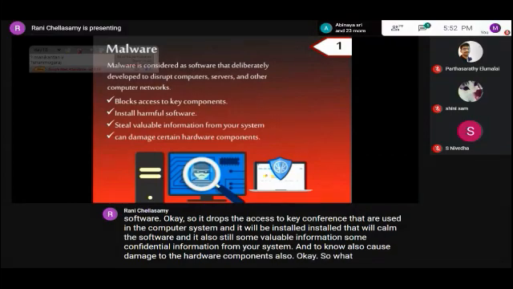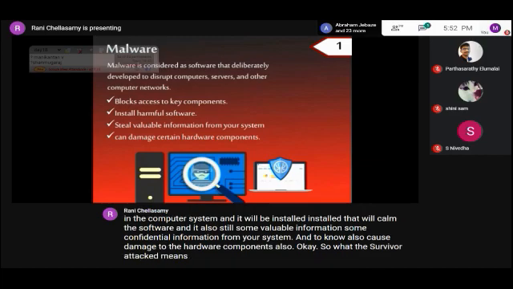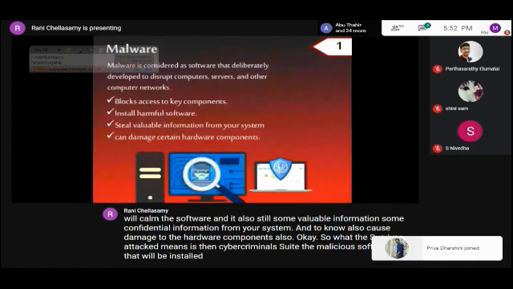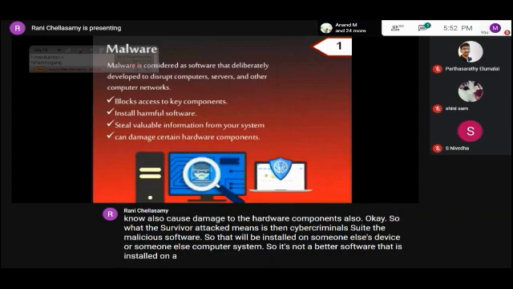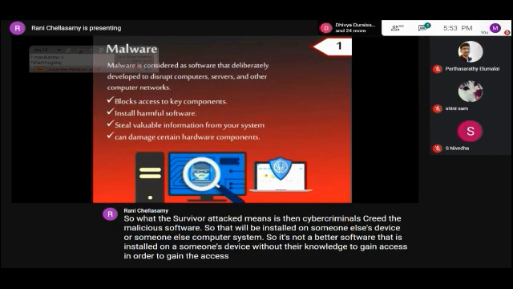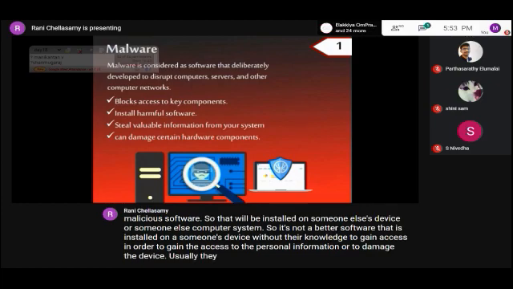So what does a malware attack mean? It is when cyber criminals create malicious software that will be installed on someone else's device or computer system. It is nothing but software installed on someone's device without their knowledge, in order to gain access to personal information or to damage the device. Usually, they do such attacks for financial gain.